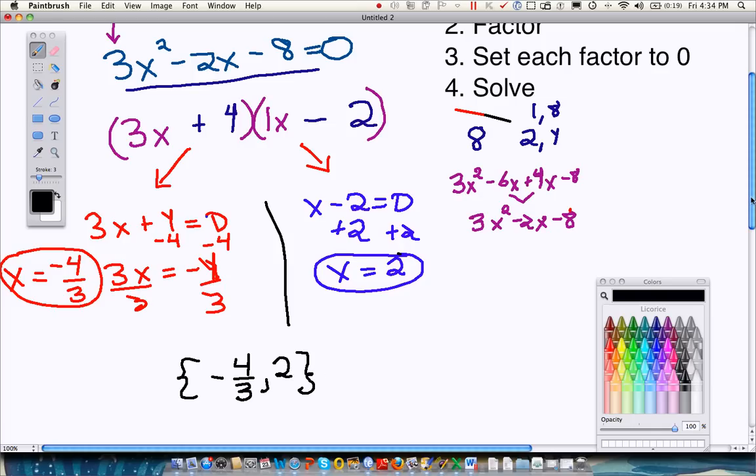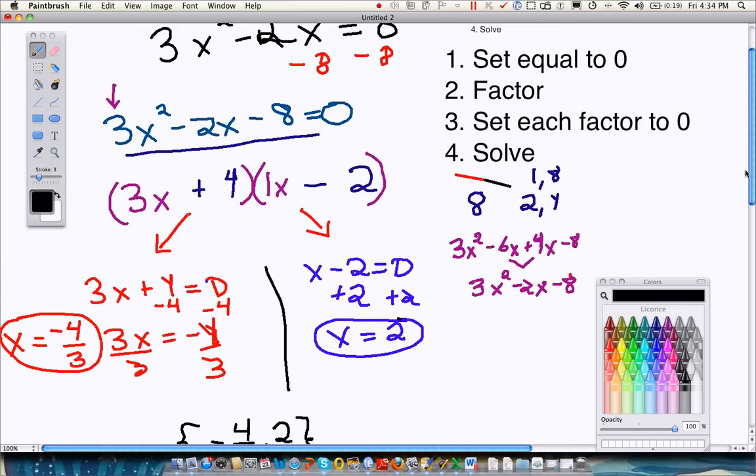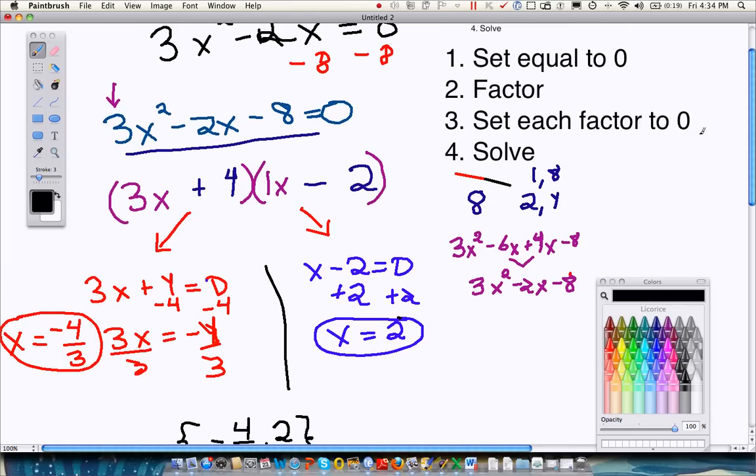So just remember these steps. Set equal to 0, factor, set each factor equal to 0, and solve. And best of luck factoring. Like I said, there's a lot of stuff I can help you out with in terms of factoring. So please do let me know if you're struggling with the factoring portion of the problem.